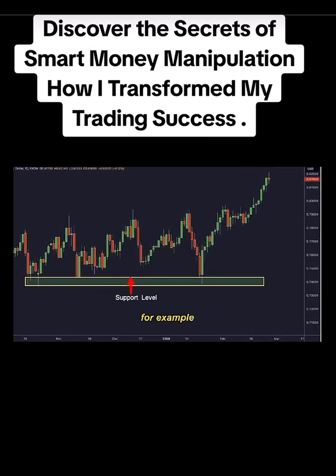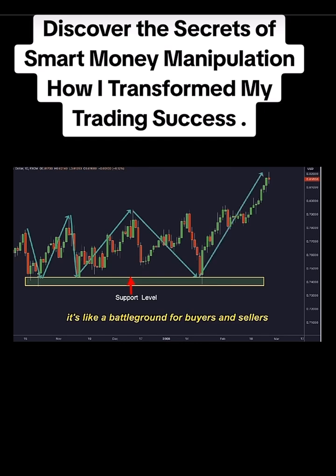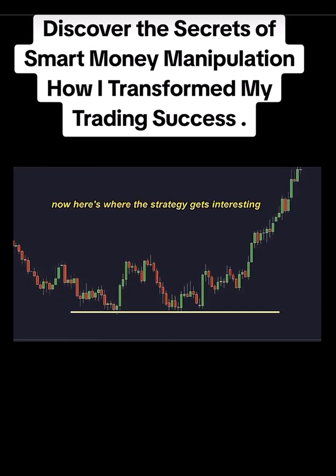For example, take a look at this support level right here. This is a demand zone, a price area where buyers have consistently come in and pushed the price back up whenever it dips down. It's like a battleground for buyers and sellers, and understanding this can give you an edge in anticipating market movements.